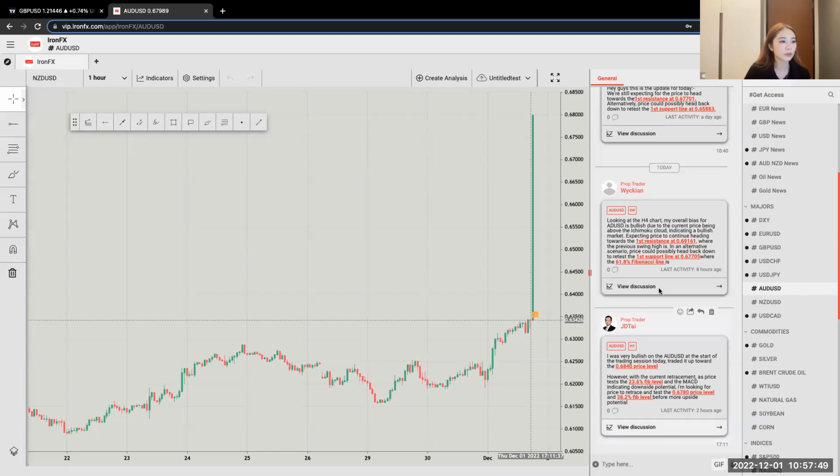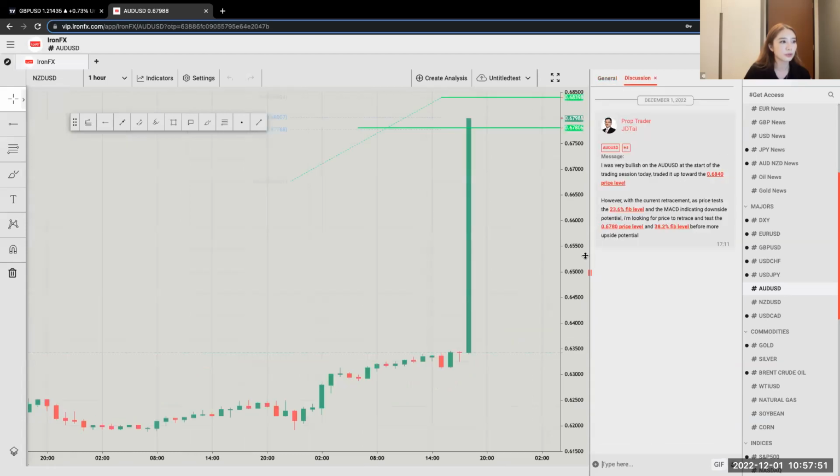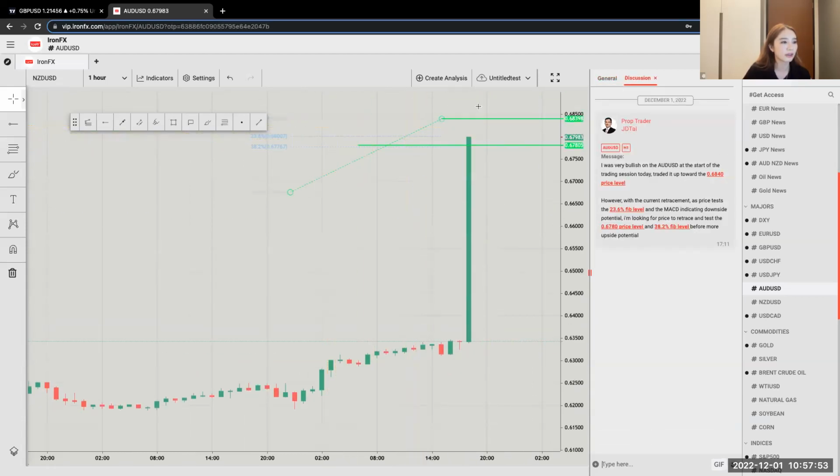So let's just, for example, look at this analysis. We can view the discussion. We can see the price levels that he has marked out. Just hover over the highlighted words and you can see exactly what he is talking about. This feature is something that has not been found in any other trading websites, especially the function of having a discussion and also being able to see each other's highlighted levels. I think that it's something that you guys would really appreciate. So it'd be great if you actually can get access or join the IronFX VIP channel.